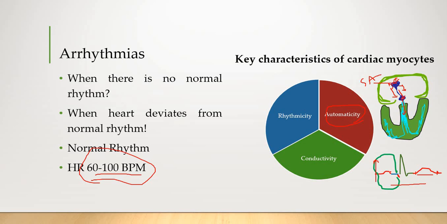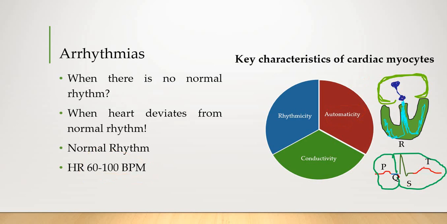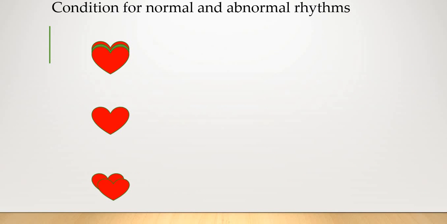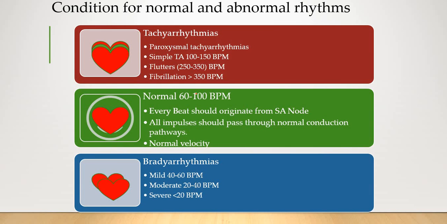Now, as I said, once the auricle depolarizes, the P wave is generated, and the QRS complex is the ventricular depolarization wave, followed by the T wave, that is the ventricular repolarization wave. Now, certain conditions for normal and abnormal rhythms. For normal rhythm, as I referred to in the previous slide, the rate is between 60 to 100 beats per minute, but these key characteristics are important. Number one is that every beat should originate from the SA node.